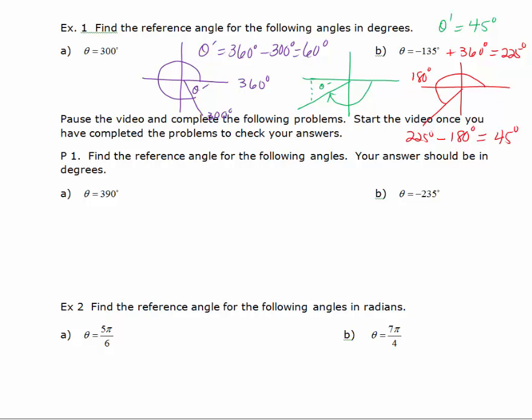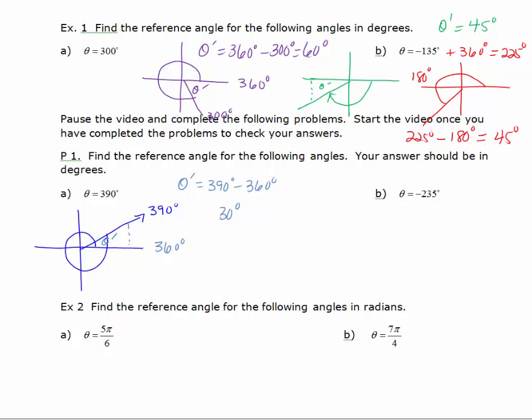So what I'd like you to do is pause the video and try practice problem 1 here, A and B. So I've drawn 390 degrees in standard position. I want to find the little acute angle theta star that is made with the terminal side and the x-axis. If I go all the way around once, that's 360 degrees. So my reference angle theta prime is equal to 390 degrees minus 360, which would be 30 degrees.